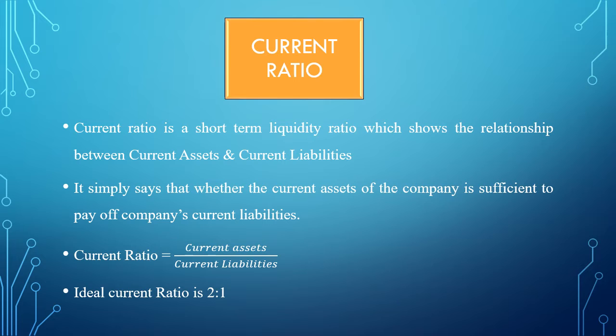In other words, we can say that the company is able to pay off the current liability 2 times. These are the two interpretations given for current ratio. The first one is that to pay one current liability, we have at least 2 current assets. And the other interpretation is that if the current ratio is 2:1, the company's current asset is able to pay off the current liability 2 times.